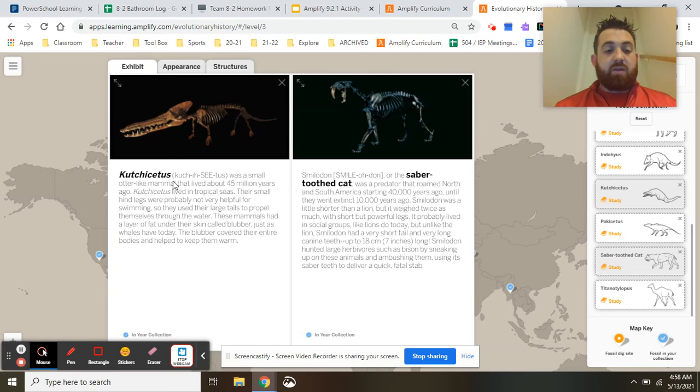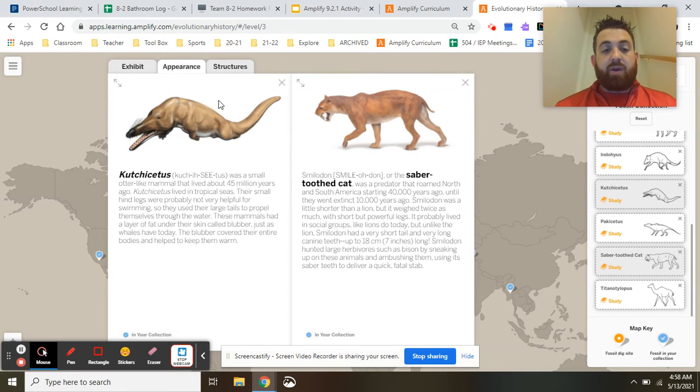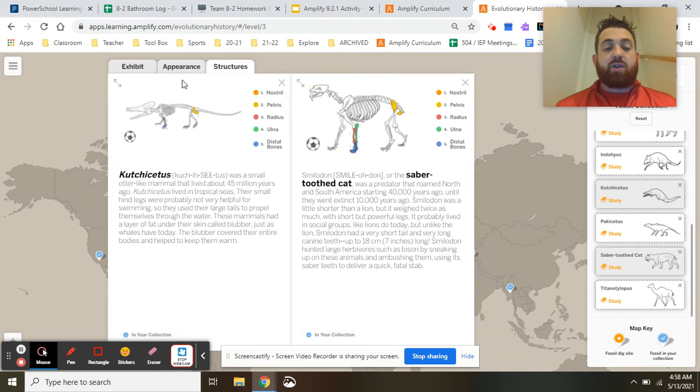Now, when we look at these, you'll notice that the evidence and the information about the two at the bottom stayed the same, but their image and their overall bone structures changed based on what tab you clicked on. So we're going to take a look back here.